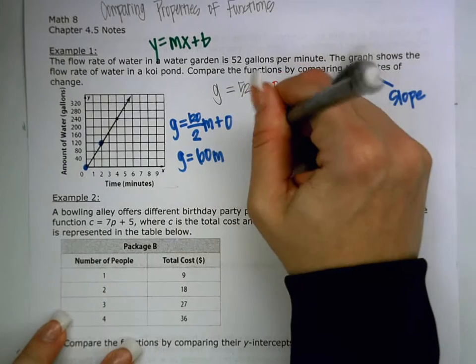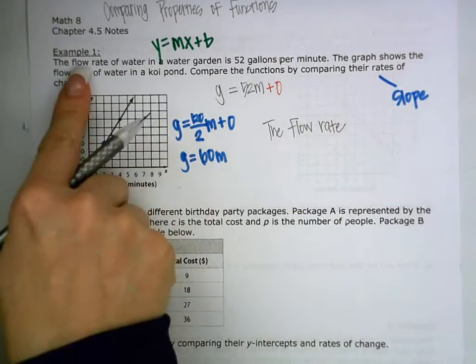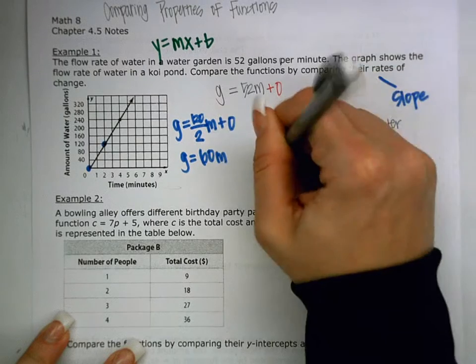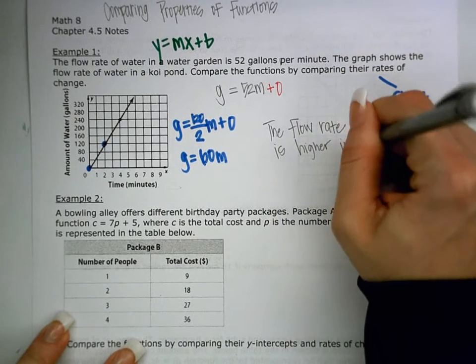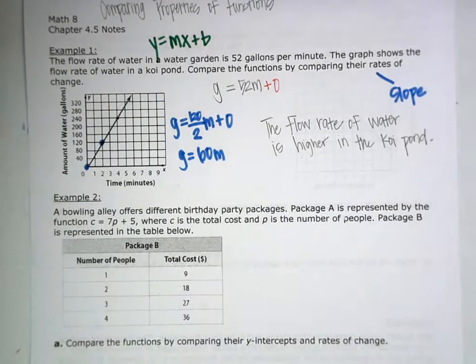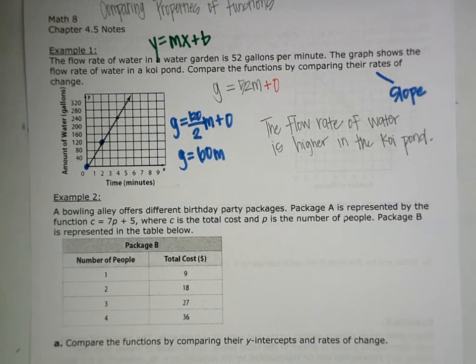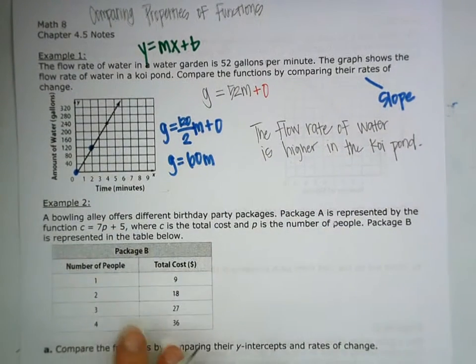So you would say the flow rate of water is higher, or you could say greater, in the koi pond. That's all you're doing. We're just comparing 2 different graphs. But for all of these, they're not going to be in the same format. One's going to be in words, and the other will either be in a graph or in a table, like this next one.